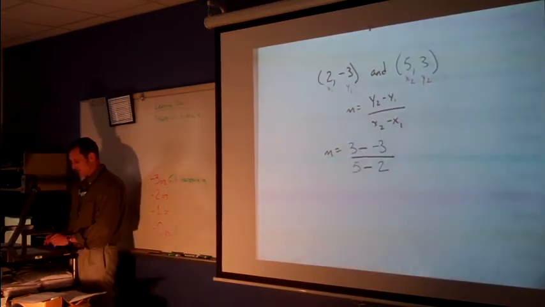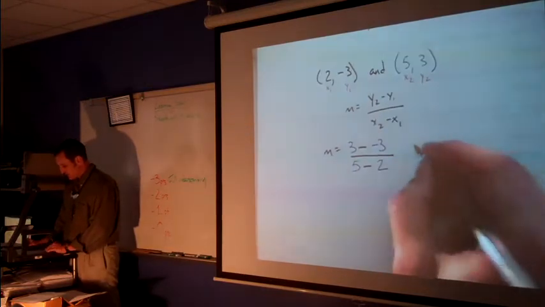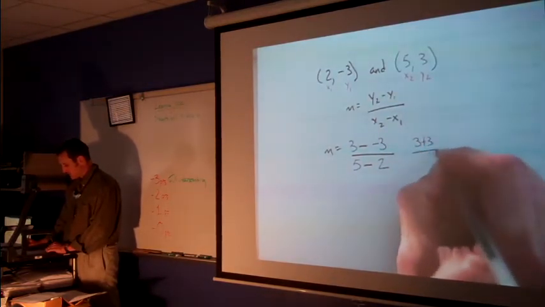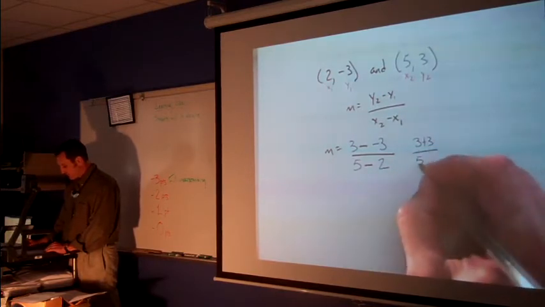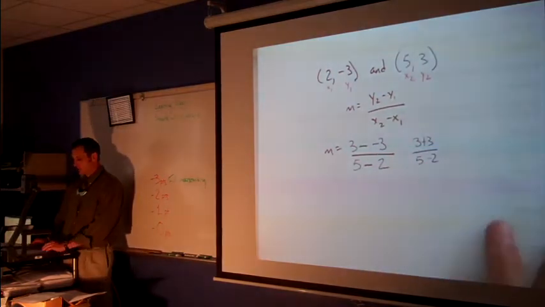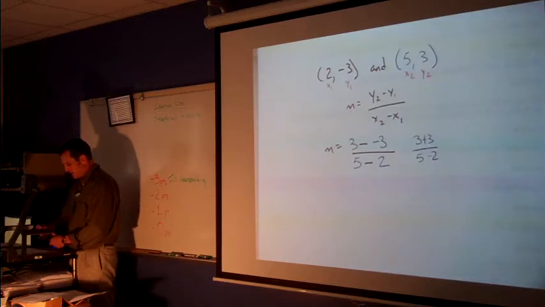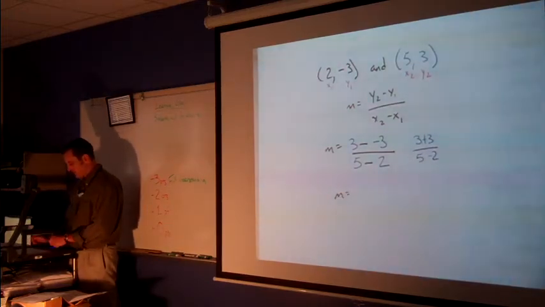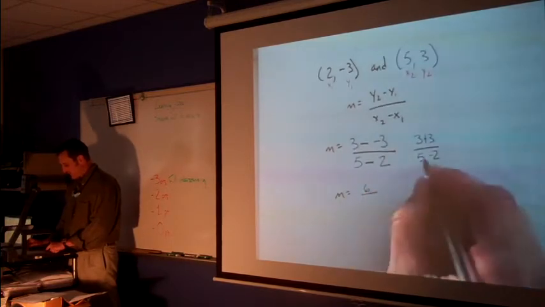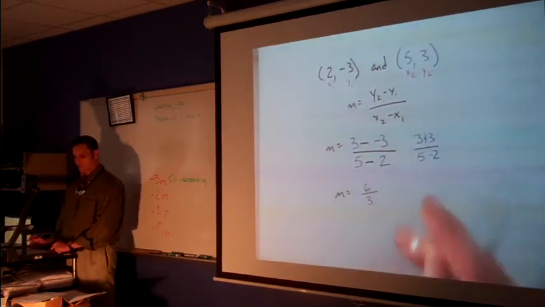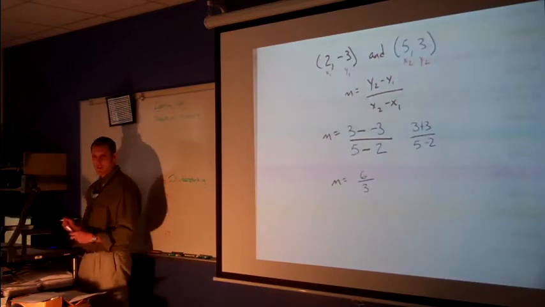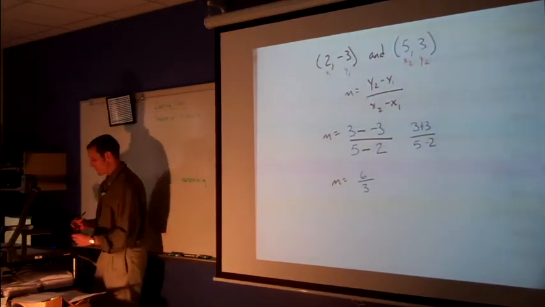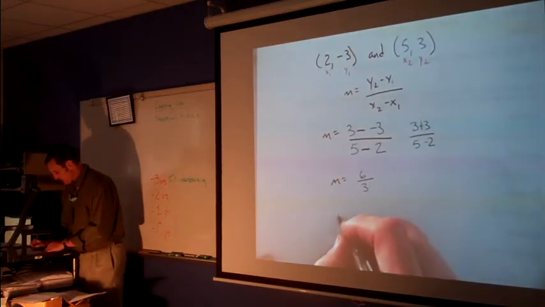3 minus negative 3 is the same thing as 3 plus 3. 5 minus 2 is at the bottom. So our slope would be 3 plus 3 at the top is 6. 5 minus 2 at the bottom is 3. And we can simplify this slope. 6 divided by 3, of course, is 2. So we have our slope.